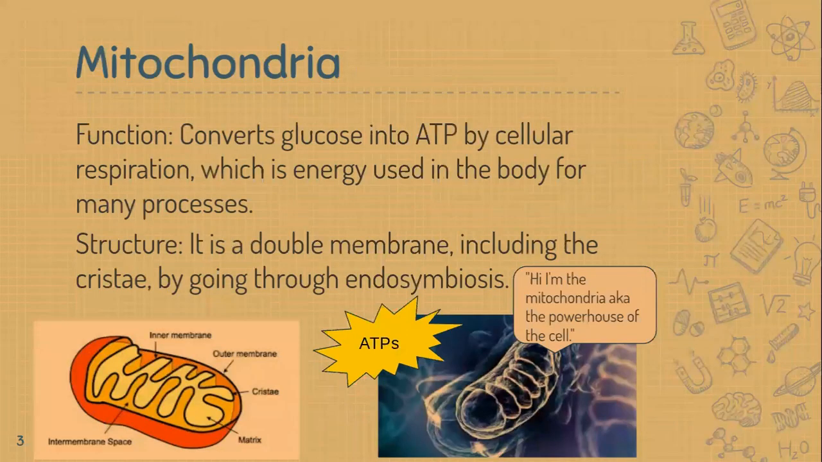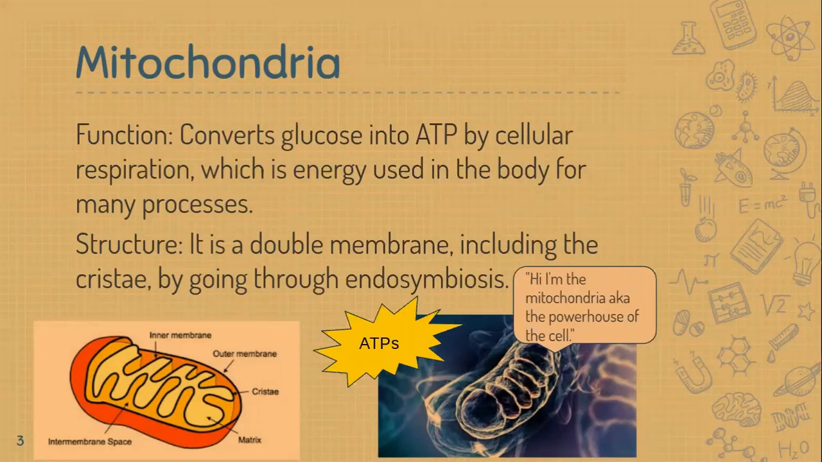The mitochondria. The function of the mitochondria is to convert glucose, which is another form of sugar, into ATP, which is energy used by the body for many processes, and this happens through cellular respiration. The structure of the mitochondria is a double membrane, including the cristae, and this happens through endosymbiosis, where it forms the double membrane, as it originally started off as the prokaryote and was engulfed by another bigger eukaryotic cell. You may have also heard of the mitochondria as the powerhouse of the cell.